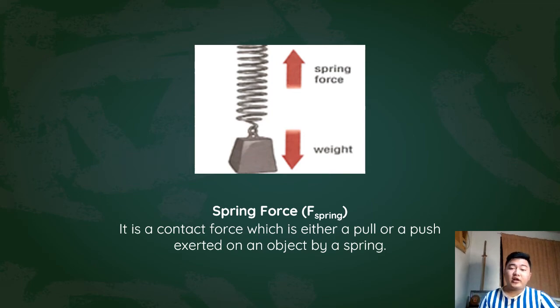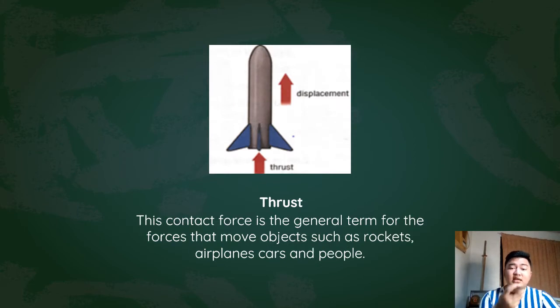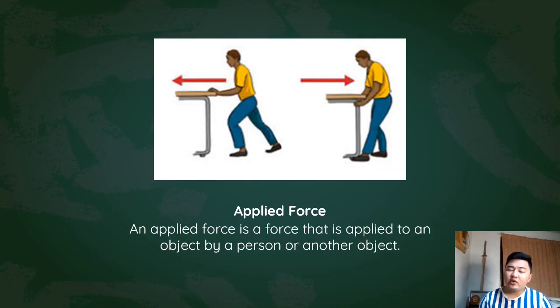Another example of contact force is thrust. Thrust is a contact force that is the general term for the forces that move objects such as rockets, airplanes, cars, and people. So when we walk, the term that we use to describe the force that makes us walk is thrust. Cars as well, and your airplanes and rockets. The force that lifts your rocket and the force that keeps airplanes moving in the atmosphere, we call that thrust.